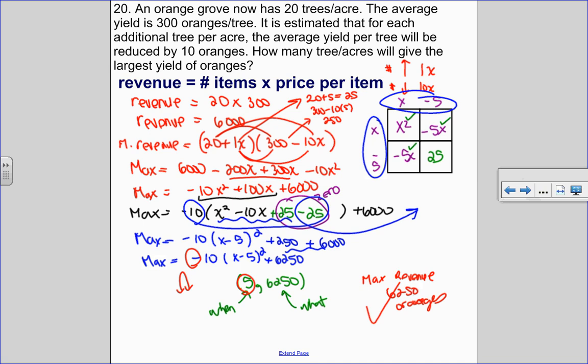So how many trees per acre? That would be 25, producing 250 oranges for a total of 6,250 oranges.